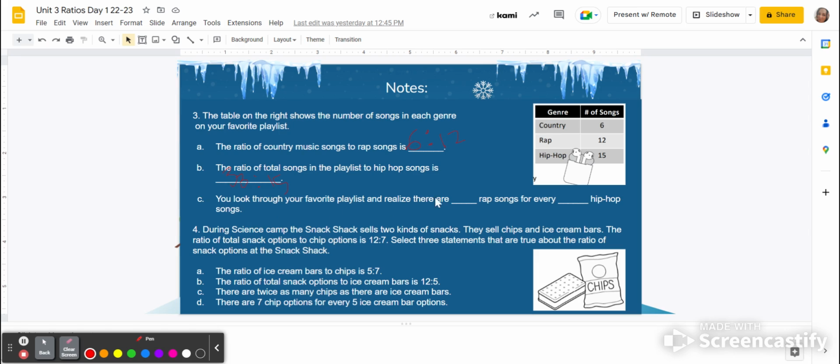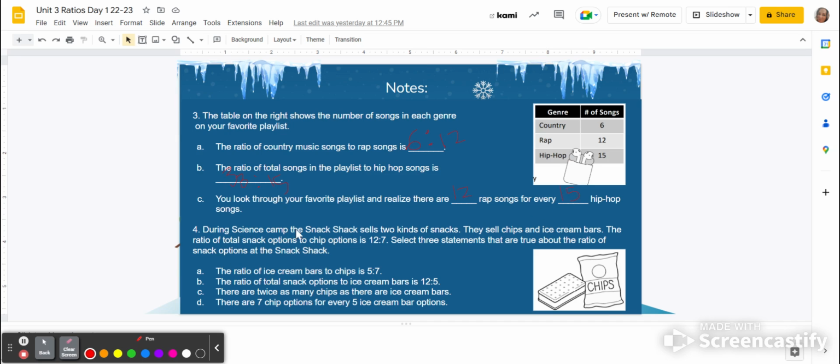And it says you look through your favorite playlist and realize there are blank rap songs for every blank hip hop songs. Well, if I look over here, I have 12 rap songs for every 15 hip hop songs.